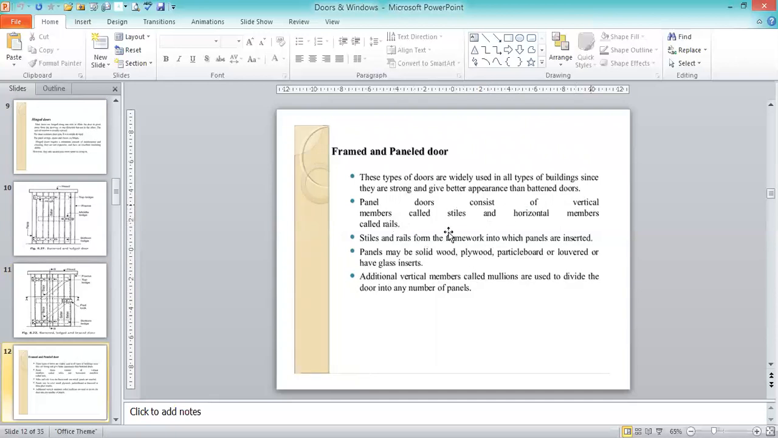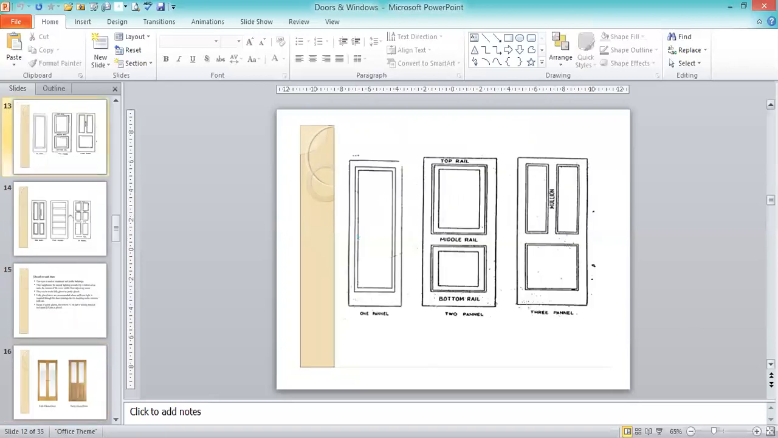Panel doors consist of vertical members called stiles and horizontal members called rails. Stiles and rails form the framework in which the panels are inserted. Panels may be solid wood, plywood, particle board, louvered, or have glass inserts. If you insert glass, it is called a glazed door, a paneled glazed door. Now we can see the paneled door.